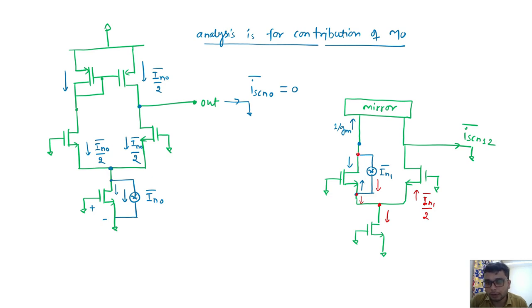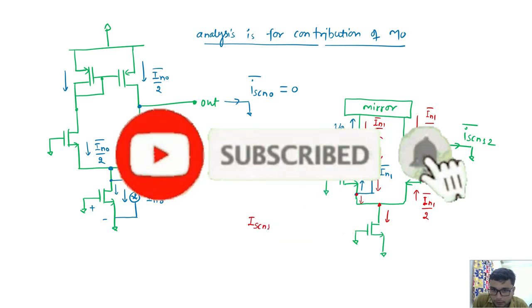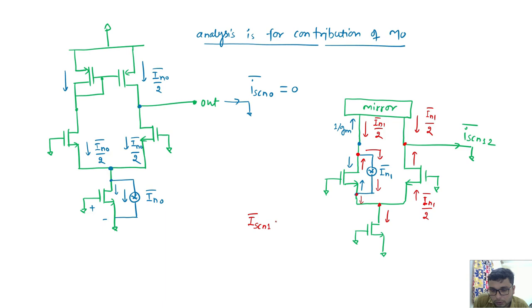So at this node, what will happen? This current is going complete IN, and from this side it is going IN by 2. So who is coming from the upper side? This is coming at IN by 2. Okay, so this is mirrored IN by 2, and half is going up from this side. So at this node we can see ISCN1 at the output is nothing but complete IN1.